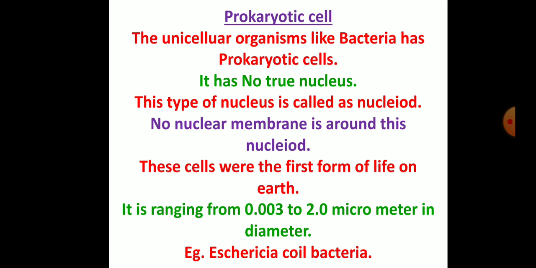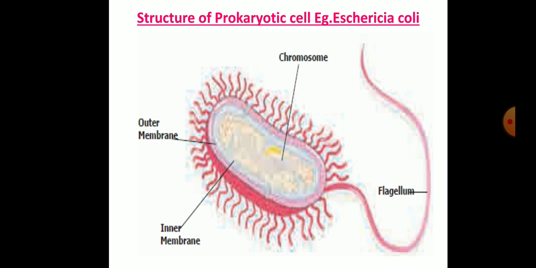Prokaryotic cell. The unicellular organisms like bacteria have prokaryotic cells. It has no true nucleus. This type of nucleus is called a nucleoid. No nuclear membrane is around this nucleoid. These cells were the first form of life on Earth. It ranges from 0.003 to 2.0 micrometer in diameter. Example: Escherichia coli bacteria. This is the structure of prokaryotic cell. It has chromosome, outer membrane, inner membrane and flagellum.